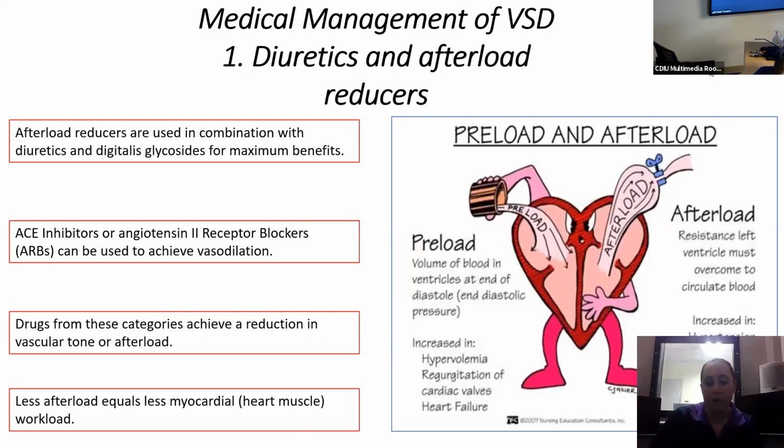When we look at the addition of afterload reducers, we can see that they are used in combination with diuretics and digitalis glycosides for maximum benefit. ACE inhibitors and angiotensin II receptor blockers, or ARBs, can be used to achieve vasodilation. Drugs from these categories achieve a reduction in vascular tone or afterload, and less afterload equals less myocardial workload.